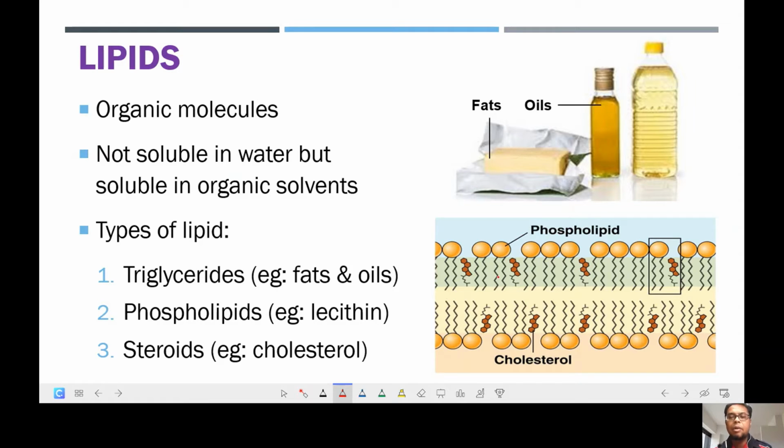In this particular diagram, we can see the phospholipid molecule, which consists of the polar head, which is hydrophilic in nature, and also two hydrophobic tails. In the cell membrane, the phospholipid molecules will be forming a bilayer. And in between the phospholipid molecules, we can see some cholesterol molecules that are wedged between them. We will learn more about the phospholipid and the cholesterol in the cell membrane when we go about the topic of cell structure and function later.